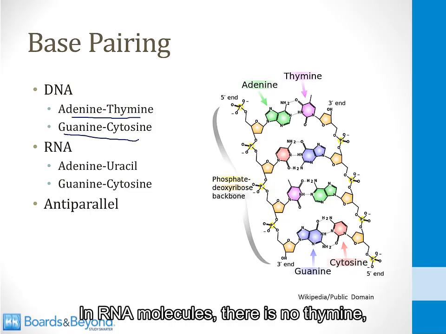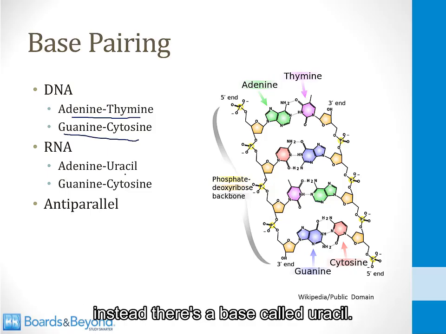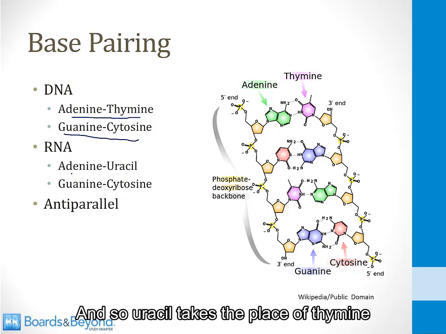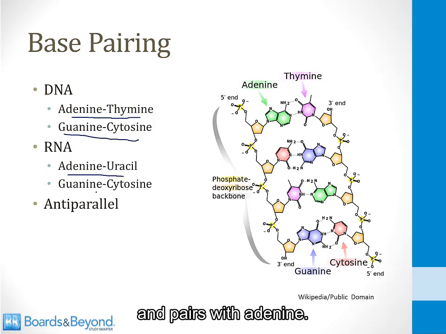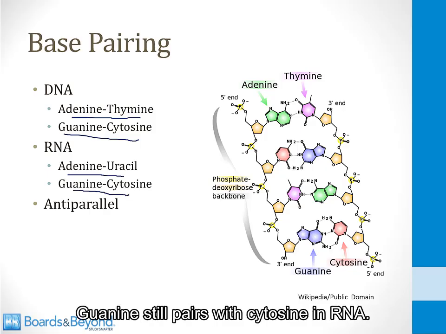In RNA molecules, there is no thymine. Instead, there's a base called uracil, and so uracil takes the place of thymine and pairs with adenine. Guanine still pairs with cytosine in RNA.